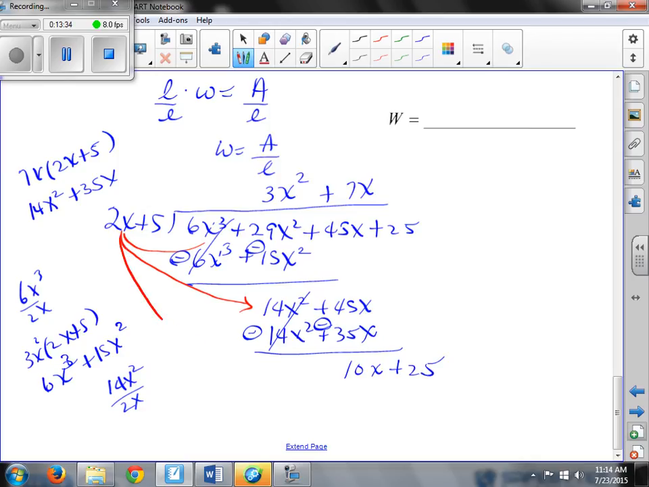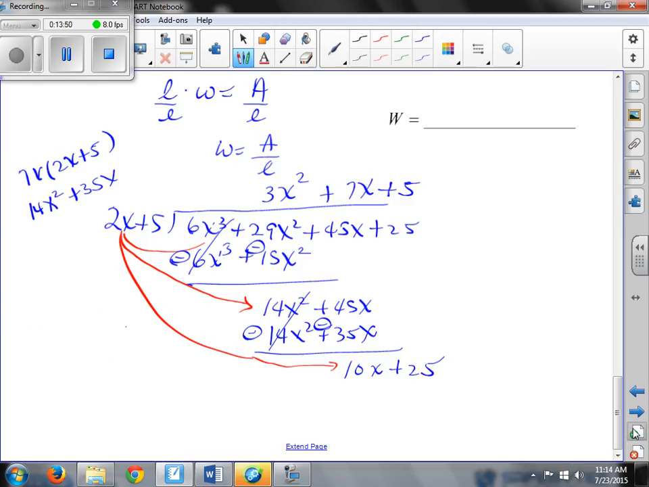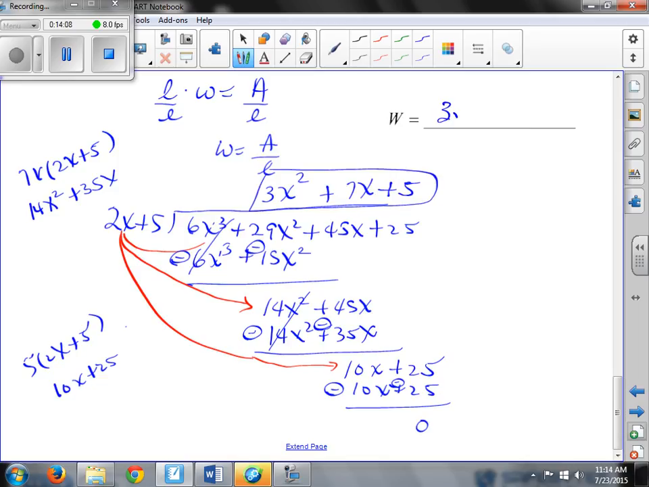So now I have 2x times what gives us 10x. That would be 5. 10x divided by 2x is 5. So now I have 5 times 2x plus 5, which gives us 10x plus 25. And when I change the signs, you see that I will have a 0 remainder. So our width is actually 3x squared plus 7x plus 5.